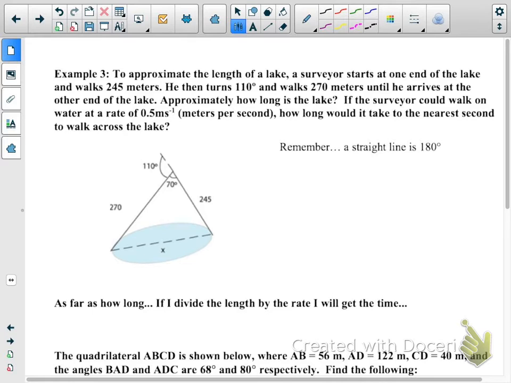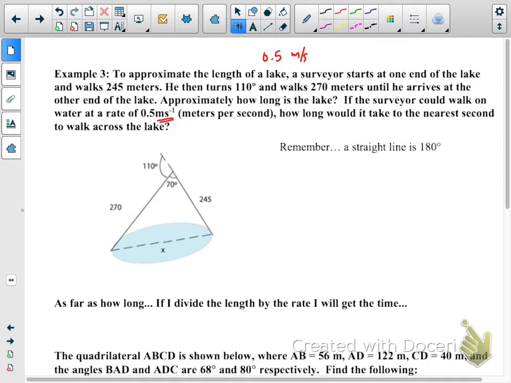And if the surveyor could walk on water at a rate of 0.5 meters per second, notice I warned you about this, that's something you might see, that s to the -1 means meters per second. Same thing as being 0.5 meters over seconds. How long would it take to the nearest second to walk across the lake?